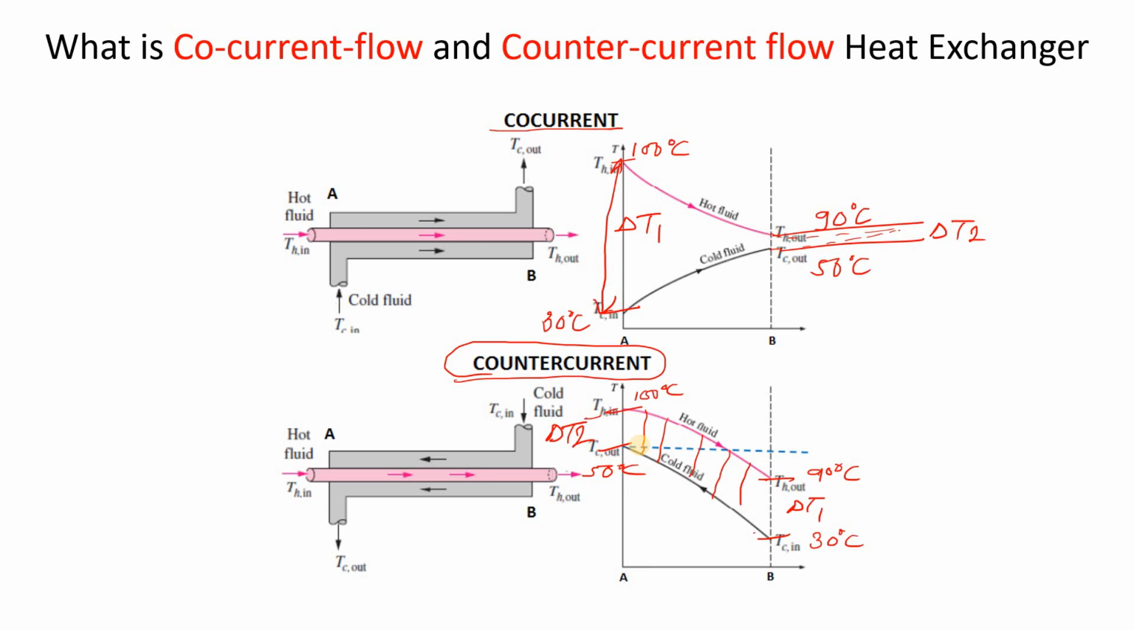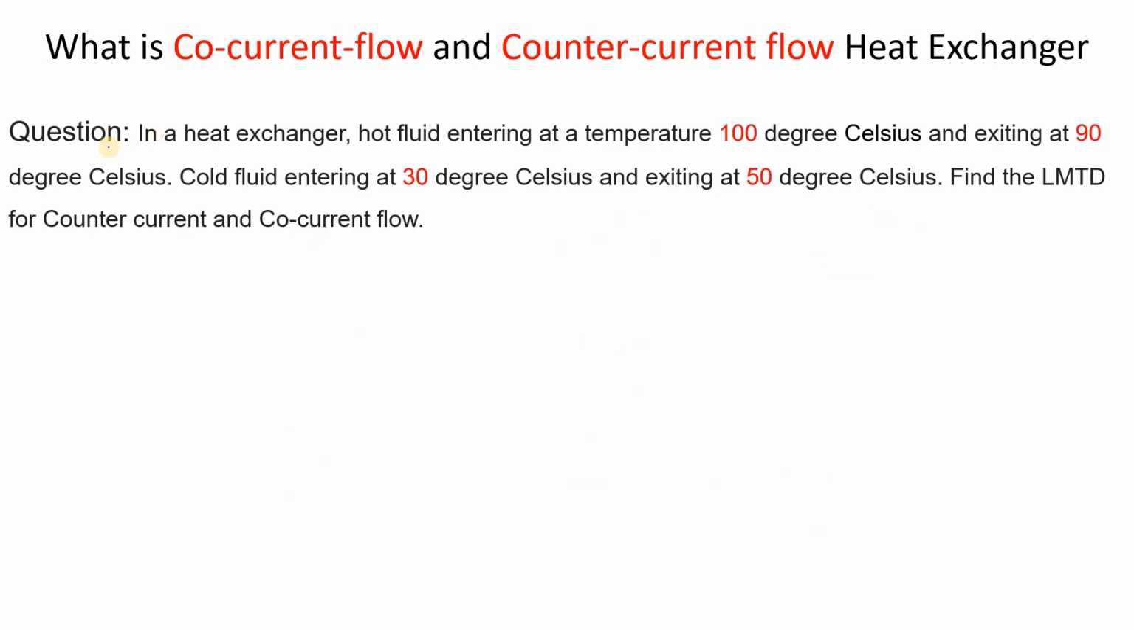Over the co-current flow, let's take one example so that you could understand in a better way. As the question is given, in a heat exchanger, hot fluid is entering at a temperature of 100 degrees Celsius and exiting at 90 degrees Celsius, while cold fluid is entering at 30 degrees Celsius. Obviously, when it gains heat from the hot fluid, it will become hotter, so it exits at 50 degrees Celsius. Find the LMTD for the co-current flow and counter current flow.